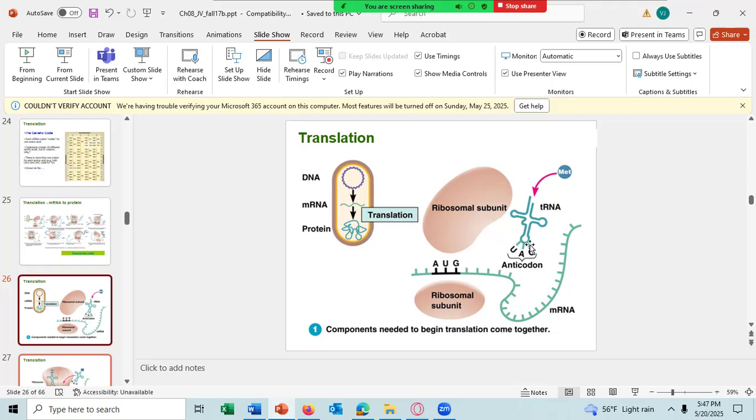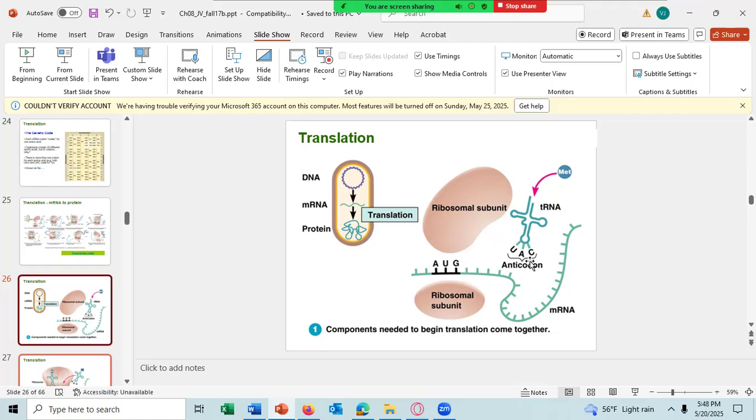And the tRNA brings the correct amino acid, and how that is happening is the anticodon binds to the codon. This actually is a hydrogen bond between UAC, which is the anticodon, to AUG, meaning A will hydrogen bond to U, U will hydrogen bond to A, G will hydrogen bond to C.